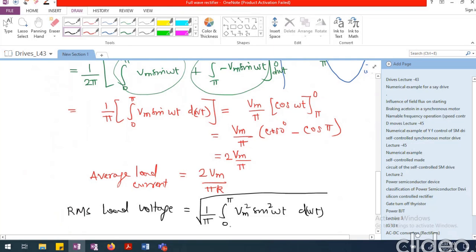Root mean square essentially indicates that I have to square every instant of the voltage waveform, take the integration over the interval, average it over the entire interval over which I want to calculate the average, and take the square root of that. That is what is the RMS value.